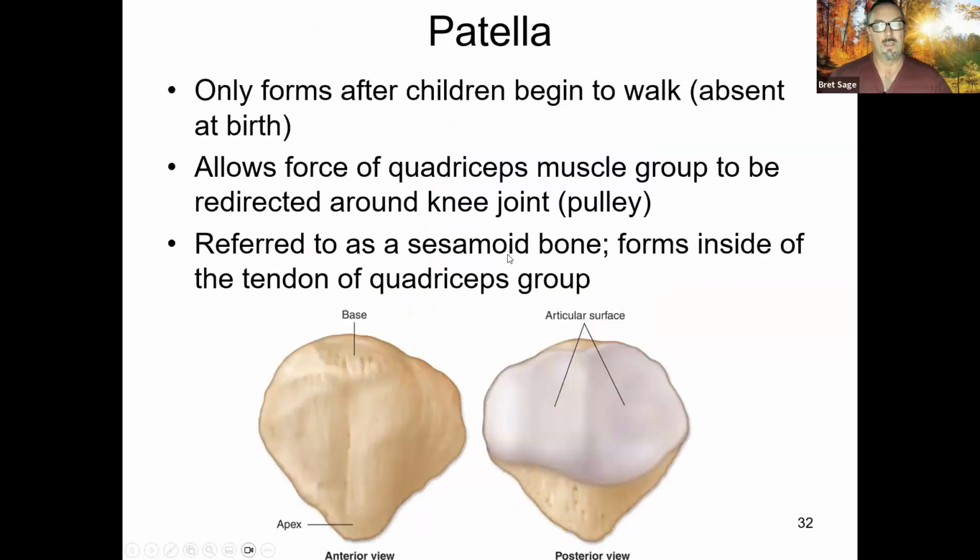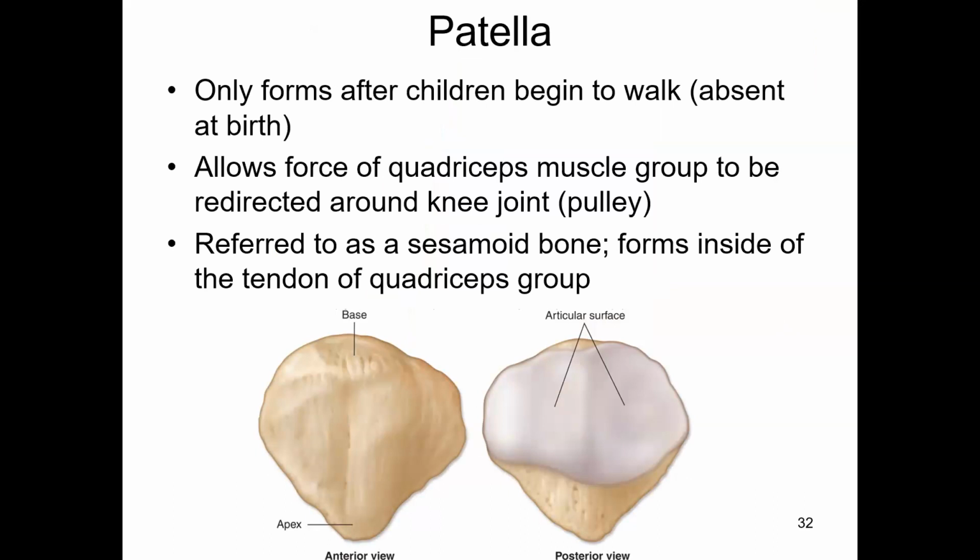Patella. Here's another interesting fact you might like: it's the only bone that you're not born with. Part of the reason why we can't walk when we're born is because we don't have a patella. That forms later on. Have you ever felt the knee of a newborn baby or a very young baby? They don't have a kneecap.